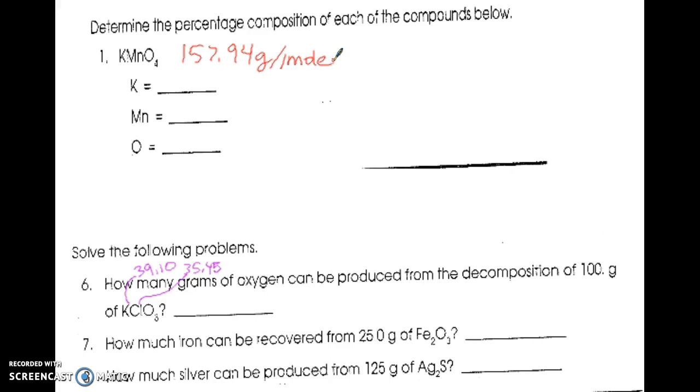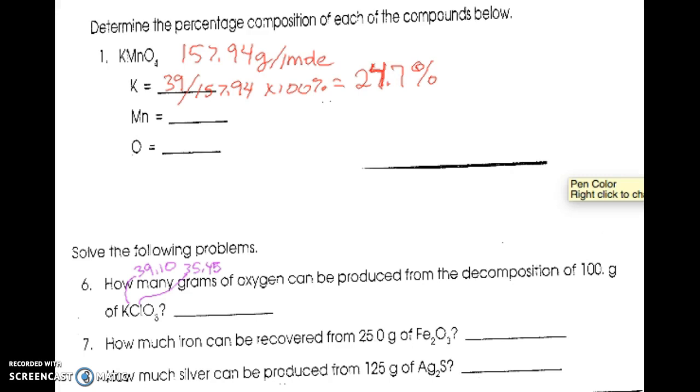Because we put down potassium as 39, we're going to use that. So potassium weighs 39, and we divide that by 157.94, and then multiply it by 100% to put us into percent. So I'm going to give you a minute to do that, and check your answer. Yes, it's 24.7%. Now let's do the manganese.